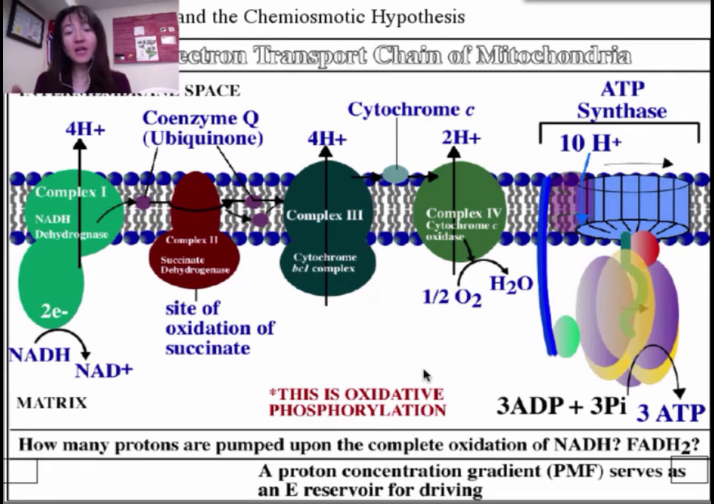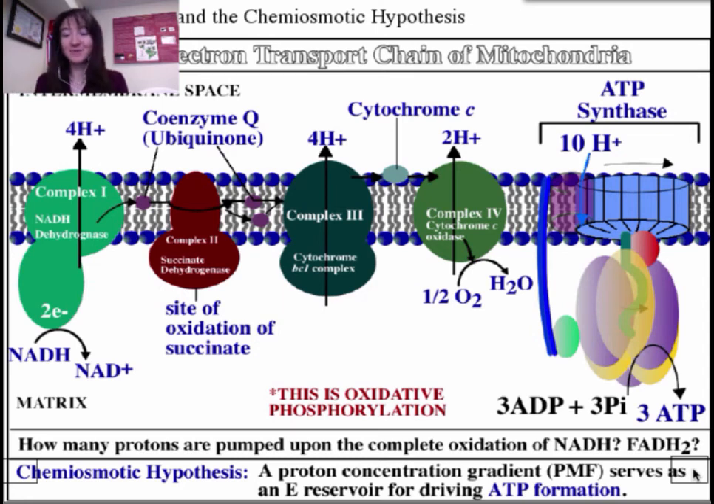It took Peter Mitchell, who was a scientist that studied this, many years to be able to show that it was in fact the proton motive force that was the source of energy for the phosphorylation of ADP. This was a long coming process, and it wasn't actually until the 60s that he did much of his work, and later that this chemiosmotic hypothesis gained clout. So chemiosmotic hypothesis: a proton concentration gradient, PMF, serves as the energy reservoir for driving ATP formation, OXPHOS.